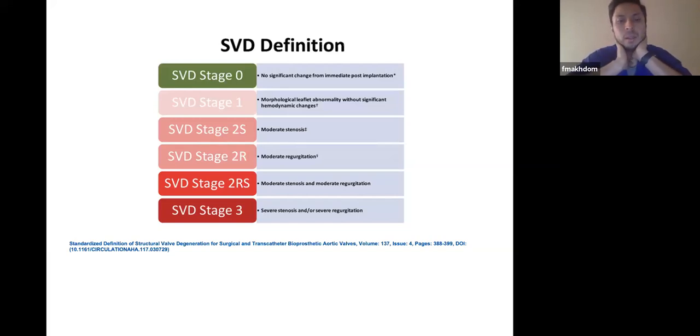And these are the recent suggested stages for structural valve degeneration. I think you should be aware of this at the moment, but I expect that this will be used more commonly in the literature in the near future, and you will be faced with it. So we have stage 0 to stage 3, and when to intervene in each of them.